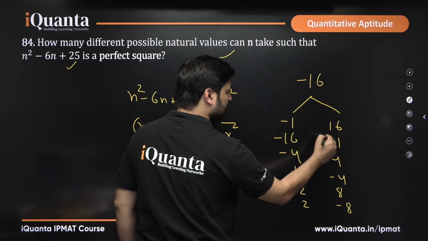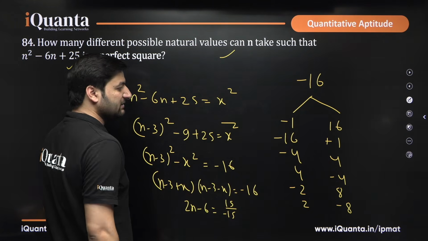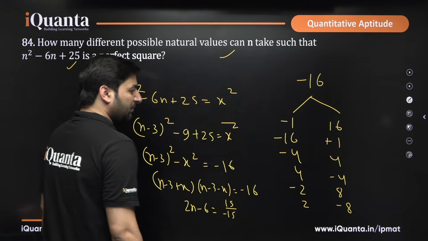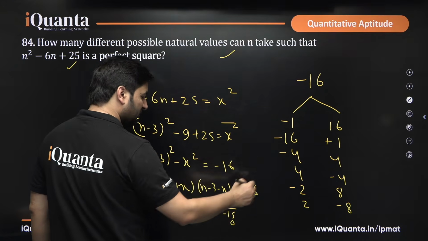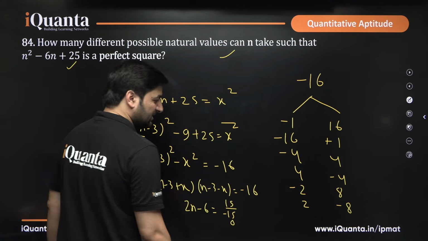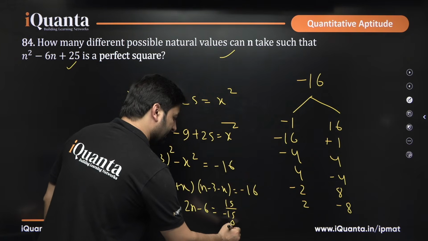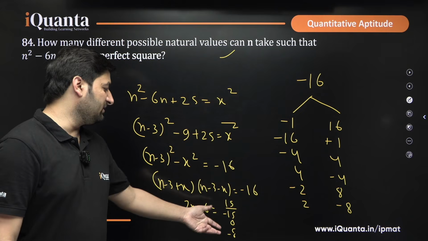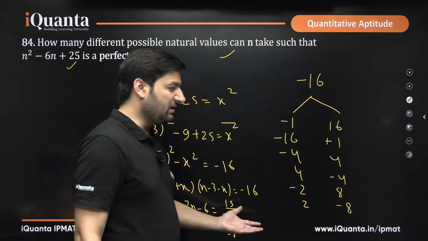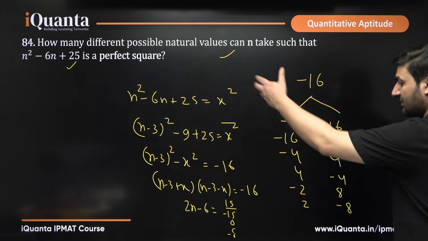So, minus 16 into 1, so minus 15 second case. Third case, minus 4 into 4, this is going to give you 0, the next case also is going to give you 0. So, these are two same cases basically. If you add these two, you get 6, if you add the other two, you get minus 6. So, now you can find out whichever values of n you are getting as a natural number. So, it is easy, isn't it?